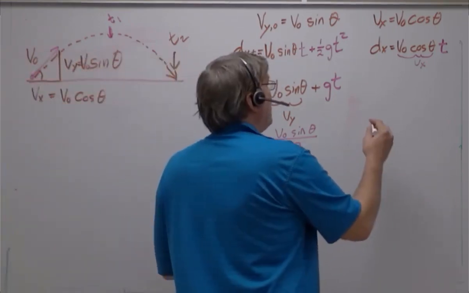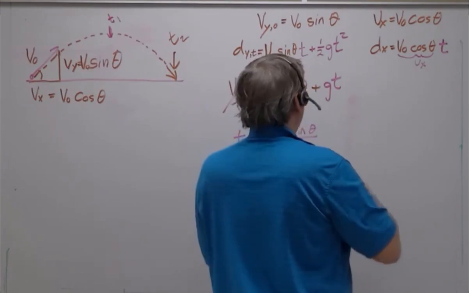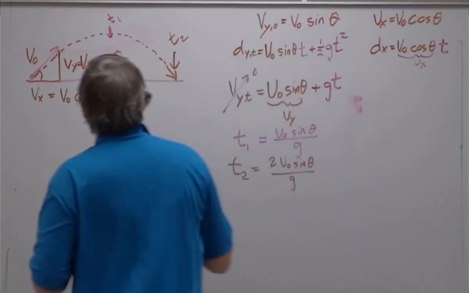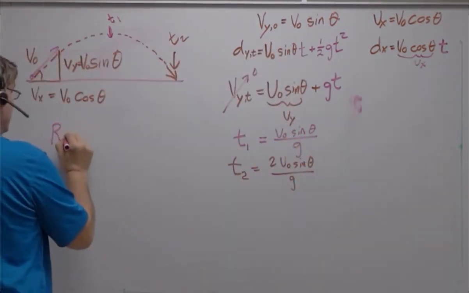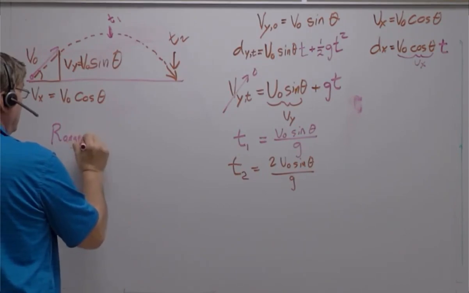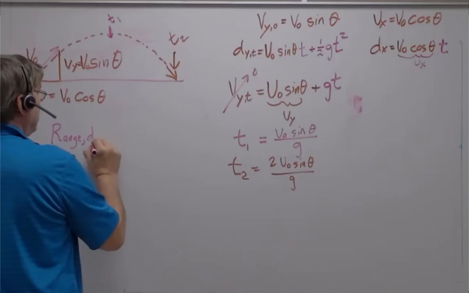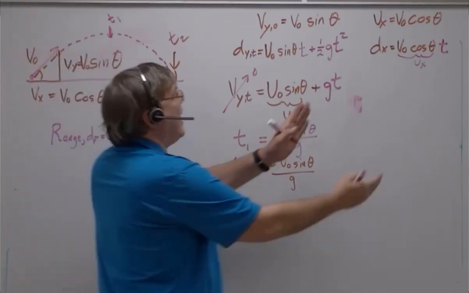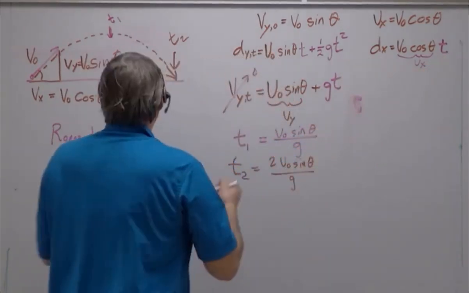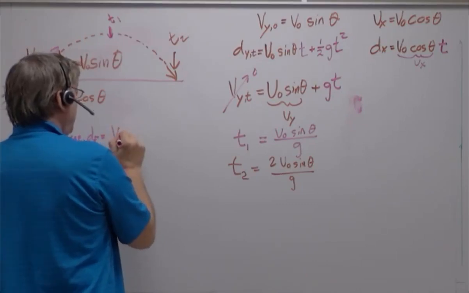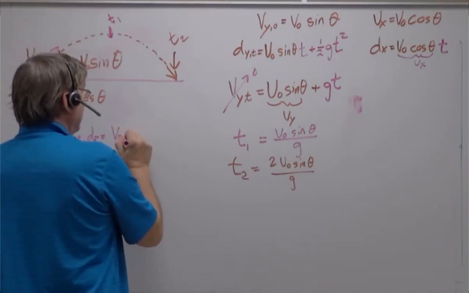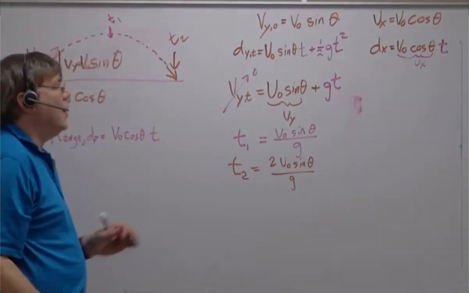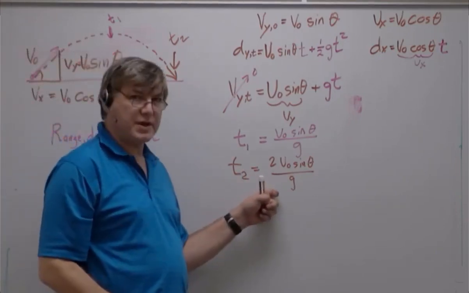So I'm going to say that the range, I'm running out of board space here. Actually, why don't I just move this over here? I'm going to say that the range, which I'll call D final, is going to be equal to, well, I have my dx right here, which is equal to V naught times the cosine of theta times t, but let's substitute t with this guy right down here.